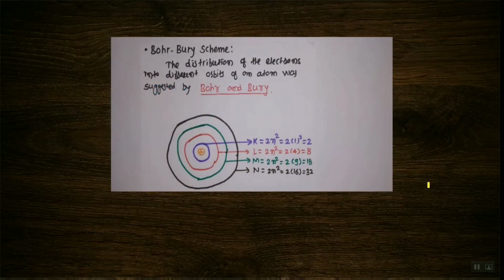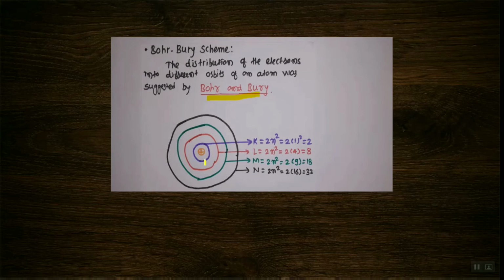Now the Bohr scheme for the distribution of electrons in an atom. You may have a question about how the electrons are distributed in any atom of any element. The distribution of electrons into the different orbits of an atom was suggested by Bohr and Bury.